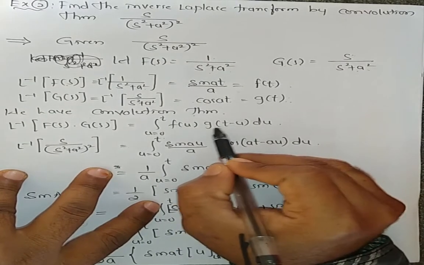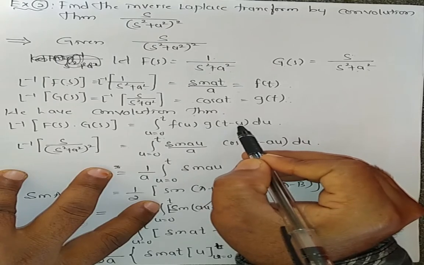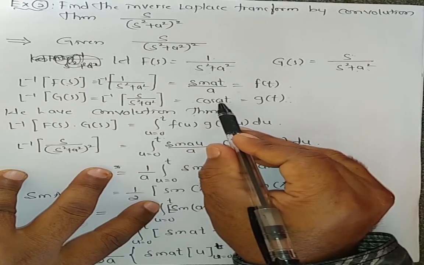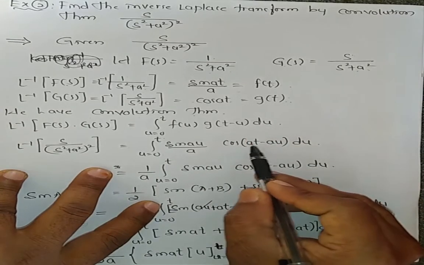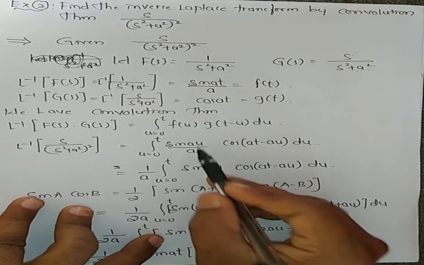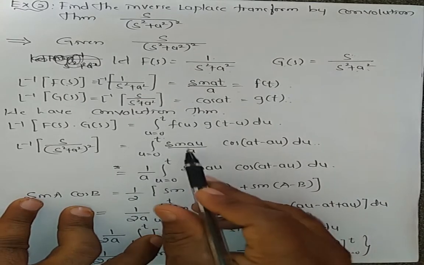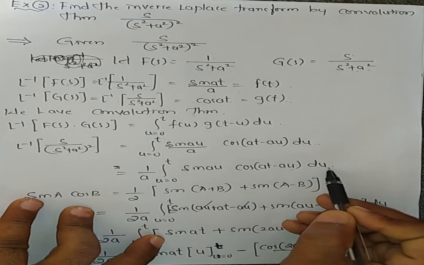When you go for g of t minus u, t is replaced by t minus u. So therefore cos of a into bracket t minus u. I have multiplied a inside, so therefore a t minus a u, with respect to du. Now you take 1 by a outside, and it is sin a u into cos of a t minus a u, with respect to du.